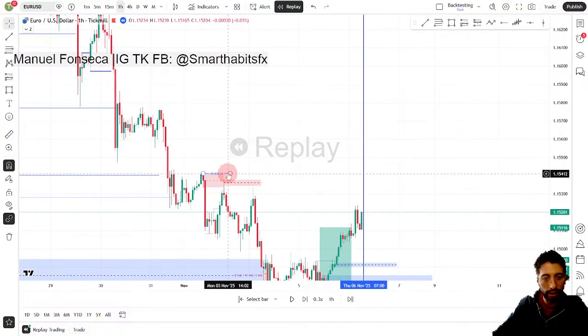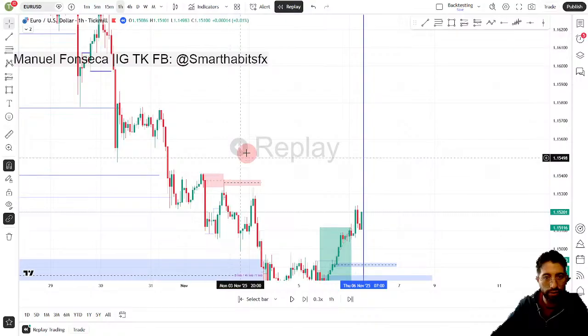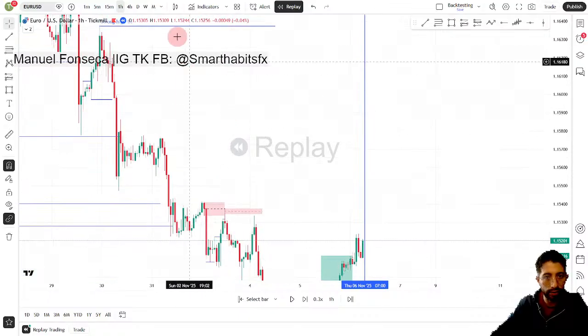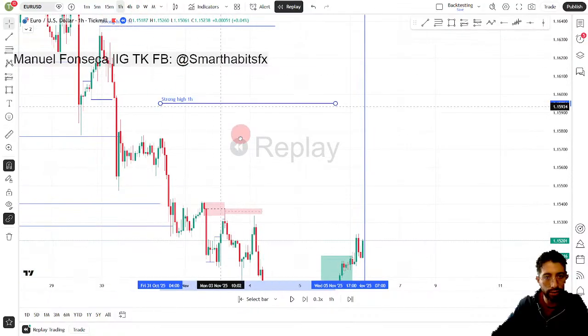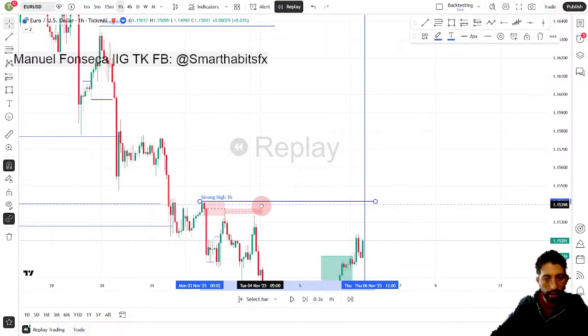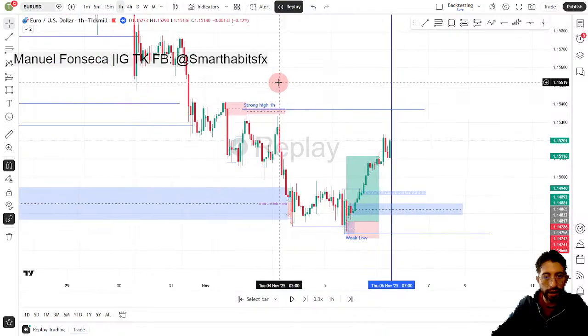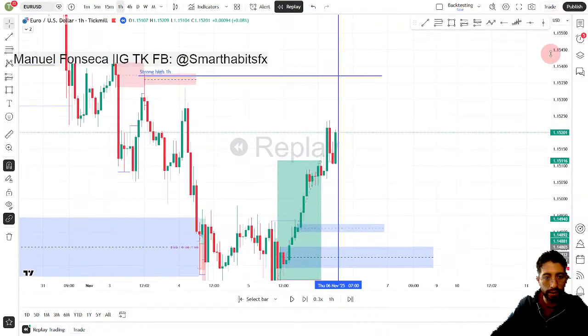Since we didn't get the break of structure here, temporarily this was our week low. So this is our new strong high in 1 hour, because it accomplishes everything that we were waiting for, which is the liquidity sweep. It entered into a liquidity sweep, and then it has a break of structure and a liquidity boss. So that's the reason why.